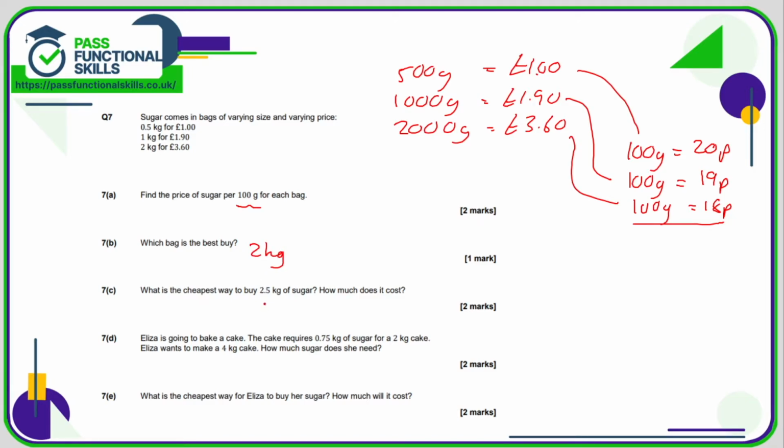So the cheapest way to buy 2.5 kilos of sugar is to buy the 2 kilo bag and the 0.5 kilo bag. So that comes to £3.60 plus £1, £4.60.